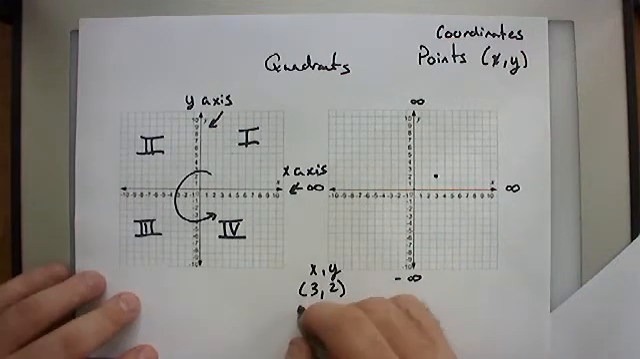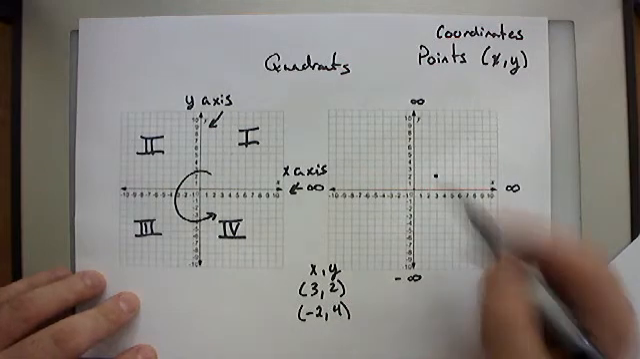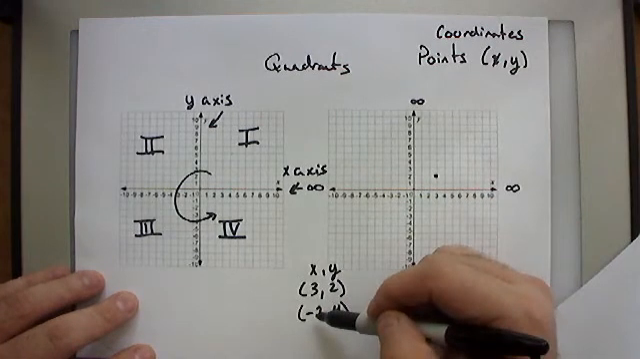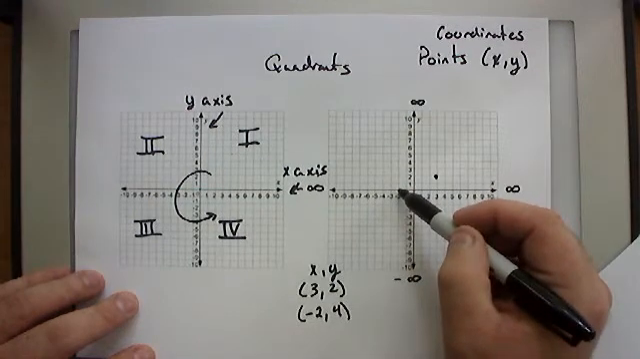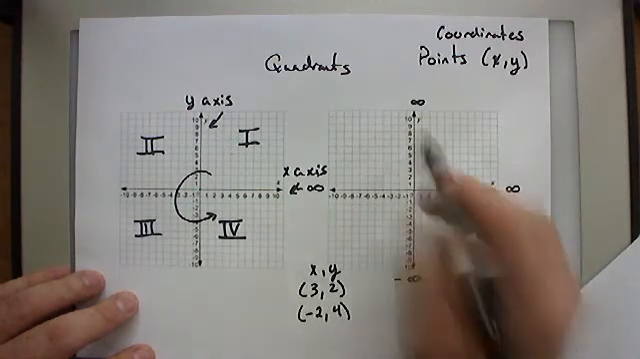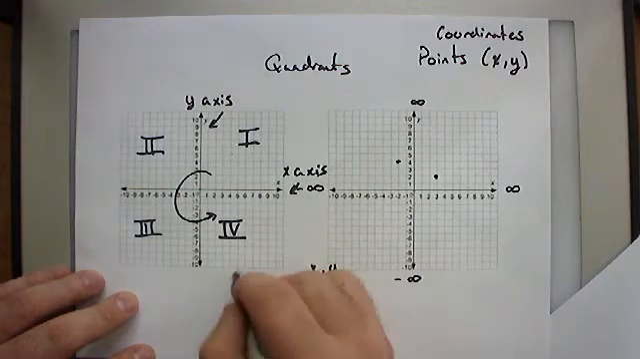Let's say we had the point -2, 4. Same thing. It's saying -2 for the X, 4 for the Y. So -1, -2 on the X, and then we go 1, 2, 3, 4 on the Y. That one would be right there. Okay, is this making some sense? Hopefully.